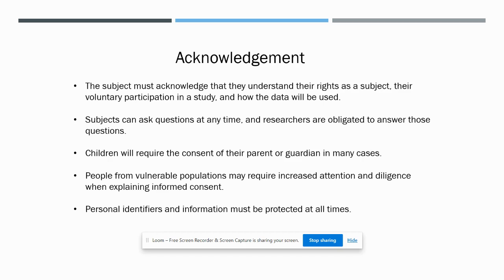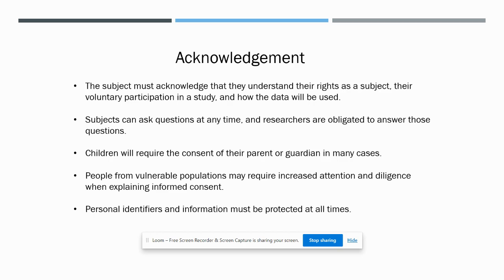So, acknowledgement of risks. The subject has to be able to acknowledge that they understand their rights, that they are participating voluntarily, and how the data will be used. Obviously, this is also the same thing when we are signing consent, even with surgery. Subjects can ask questions at any time, and we are obligated as researchers to answer those questions. If we're doing studies on minors, those studies will require parental consent.